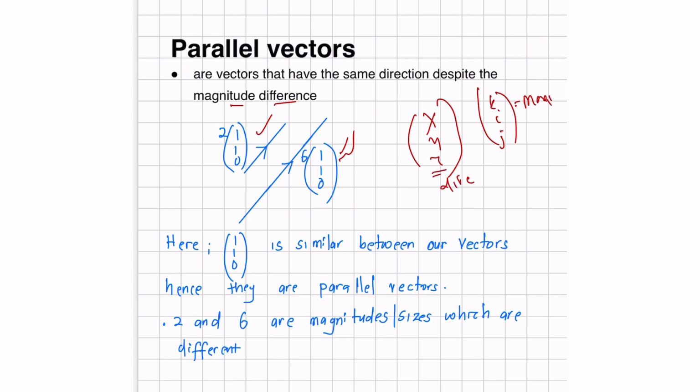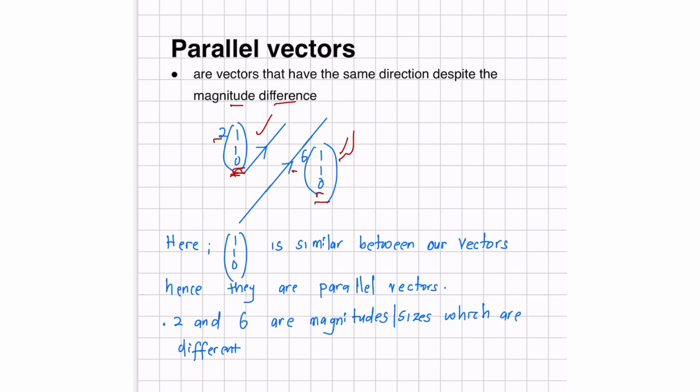Now, if we've got a vector that is 2, which is our magnitude, times 1, 1, and 0, and 6 times 1, 1, and 0. These two are representing our direction, and 2 and 6 are representing the magnitudes, which are different. So we don't mind the fact that the magnitudes are different, as long as the vectors are going in the same direction. Meaning if they've got similar x, y, and z, it means automatically that they are parallel vectors.